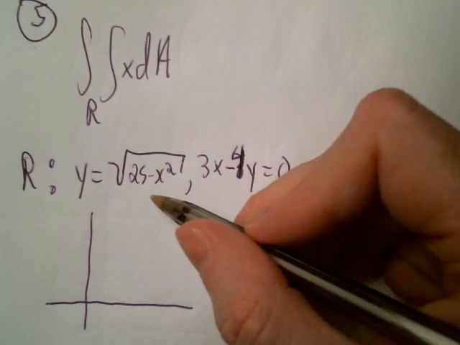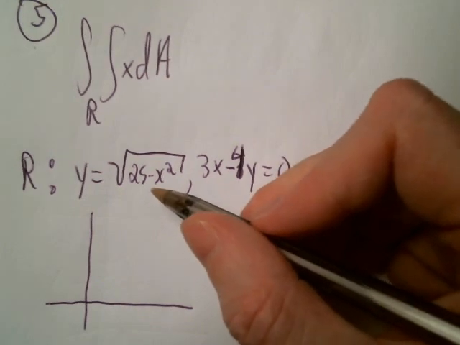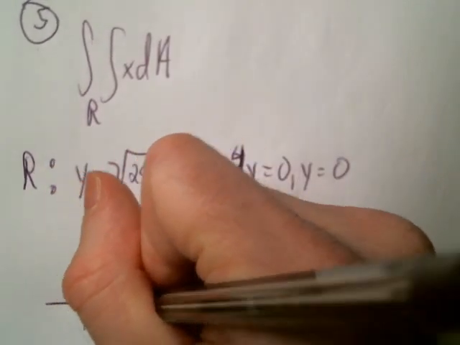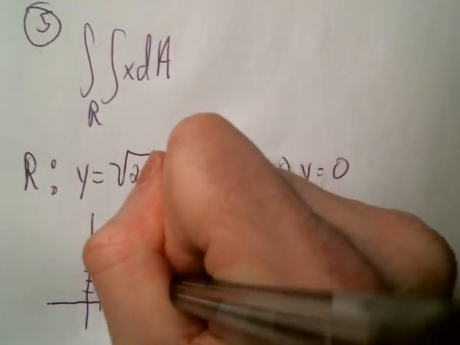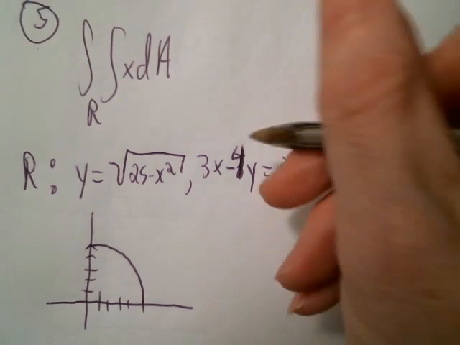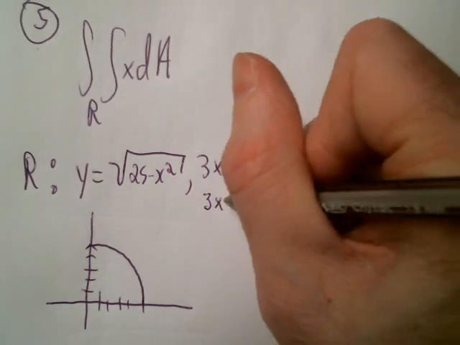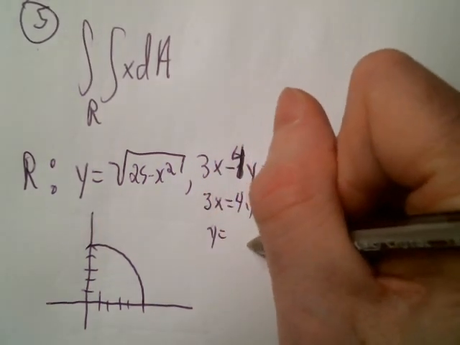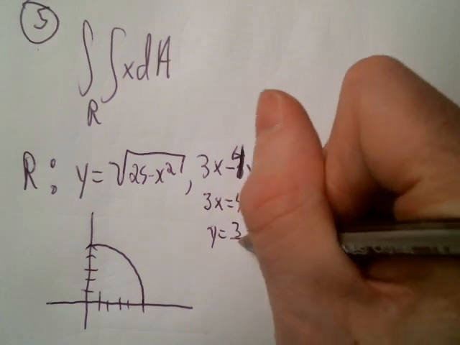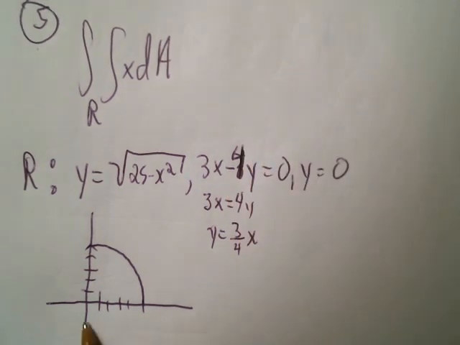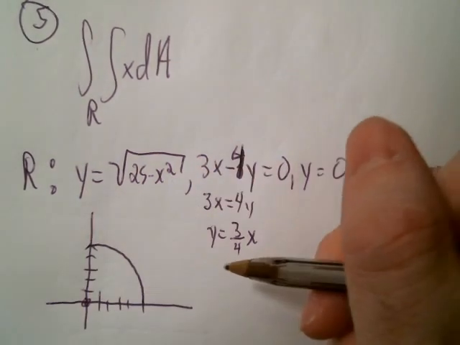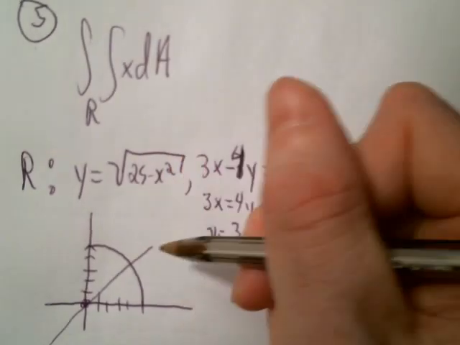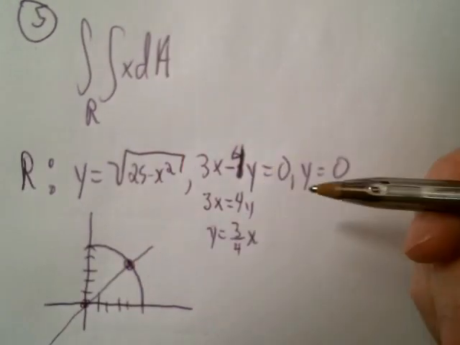This is a semicircle of radius 5. So in the first quadrant, it'll look like that. This guy, you could solve for y. 3x equals 4y, so y equals 3/4 x. Okay. So it'll have an intercept at 0, and then it's up 3 over 4. Right? So probably looks something like that. I need to figure out this intersection point.